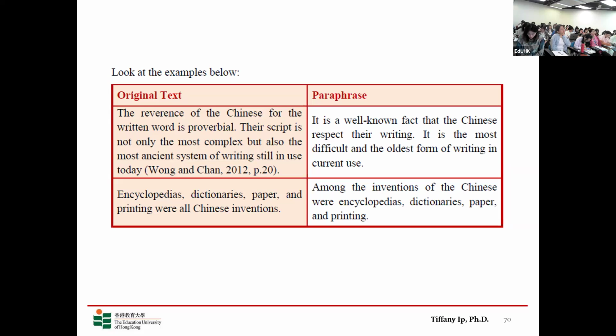But then this would be what we call at the beginning. You're still following the original too closely. You're just changing a bit of the words, and then you keep everything almost the same. So you're risking plagiarism if you only do that. That is why after you understand, okay, so it is about how Chinese use written words, is something very famous. Right.